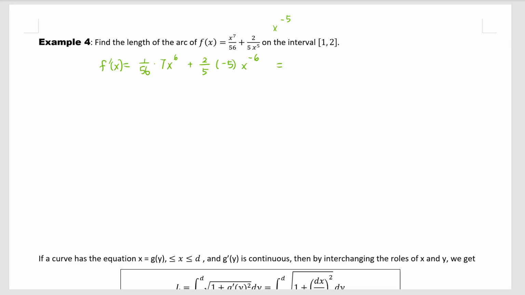Alright, 7 and 56, that's 1 over 8. 5 cancel, you get 2, x to the minus 6. So far, so good, everybody. And then the length is from 1 to 2, square root of 1 plus derivative squared.